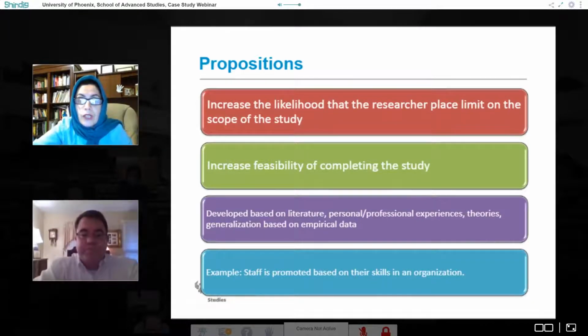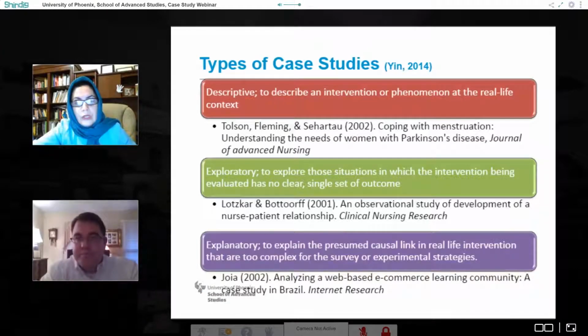You may end up finding out that, oh, that was not the case. They were promoted maybe based on, I don't know, their relationship with a higher manager, which is not a good thing, but it may happen in some organizations. But still, you have to have some proposition at the beginning to be able to really manage your study. So that's for proposition. And this is related to the type of case studies and the question that was asked.